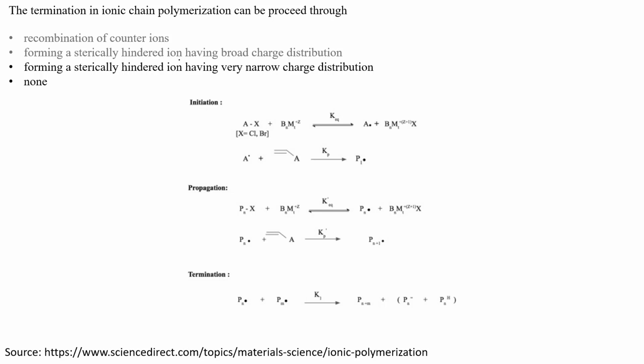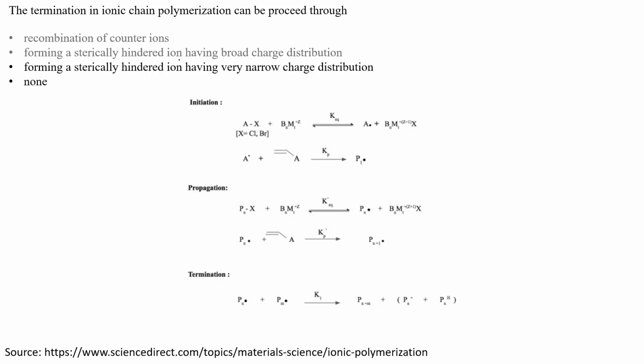In the first one, we have the recombination of counter ions. When the recombination of counter ions occurs, it means that if a polymer chain is there, and counter ions come into the picture, that is, if one end has a positive ion and it comes into contact with a negative one, the reaction will terminate right there. So that is one method for the polymerization to terminate. So recombination of counter ions is a correct one.